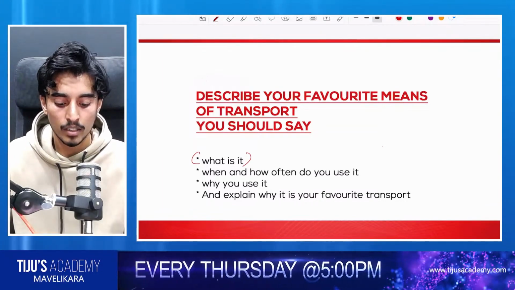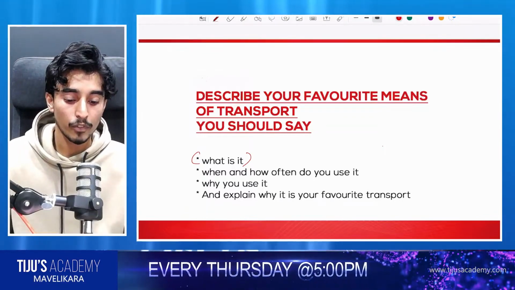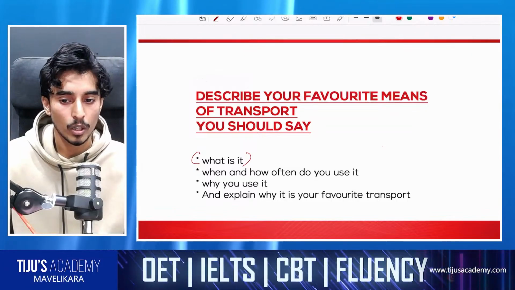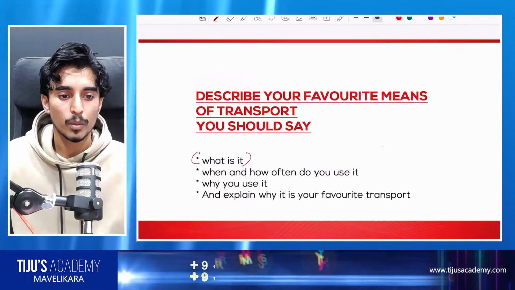So whenever you start the part 2 section, the first and foremost important thing is to start with a proper introduction. Okay, do not jump directly into the topic. Try to start with a proper introduction.